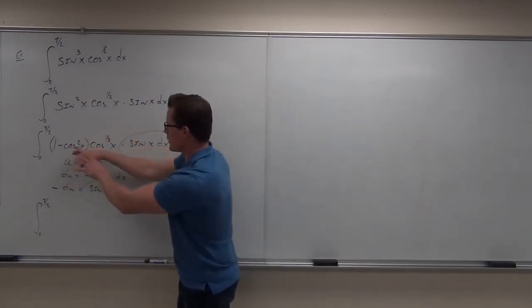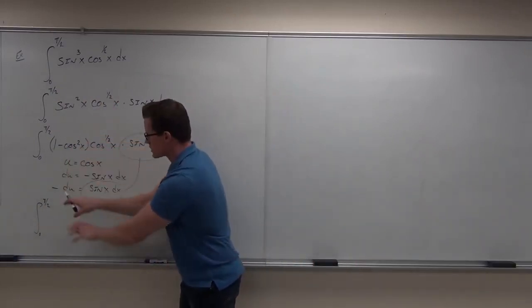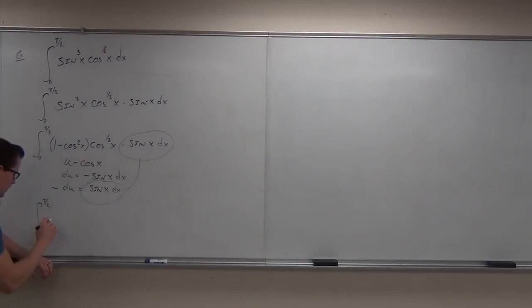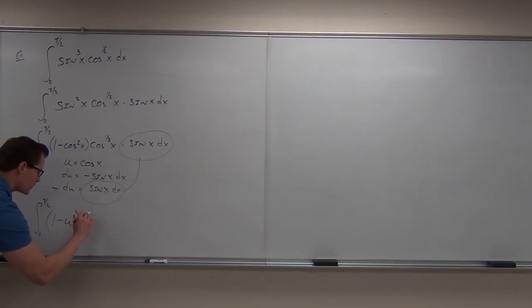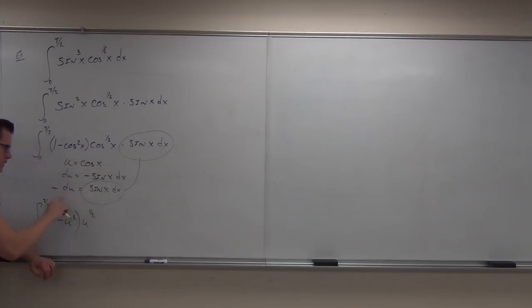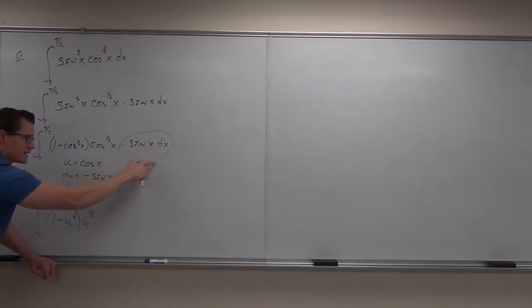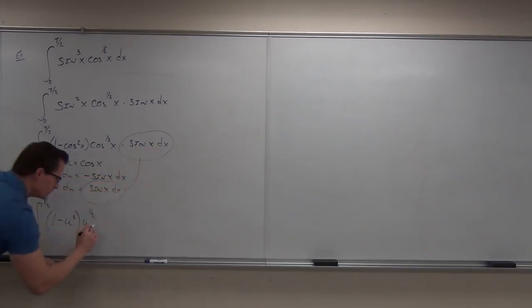So we stripped it off. We've got all cosines. We're making our substitution. What does this change to? 1 minus u squared. Perfect. Keep going. Parentheses. What next? U to the 1/2. Oh, good. So we still have cosine as u to the second, u to the 1/2, times negative du. Don't forget that negative. The sine x dx is negative du.